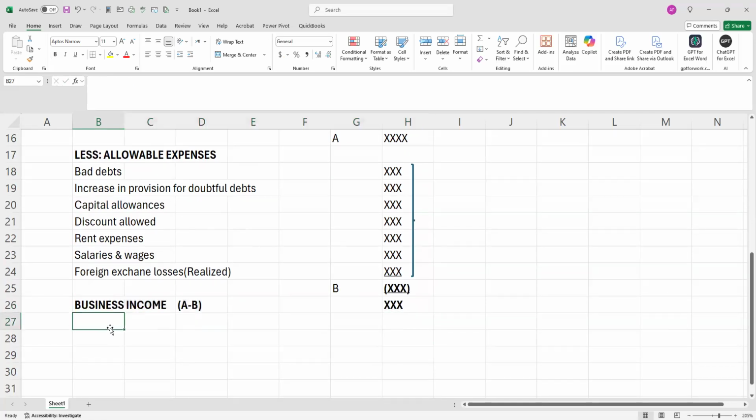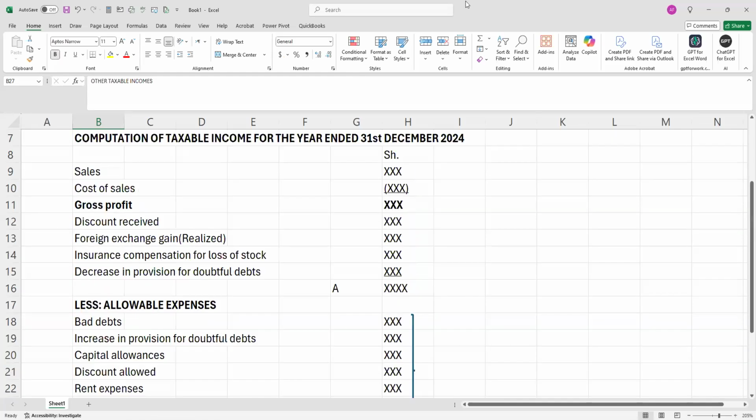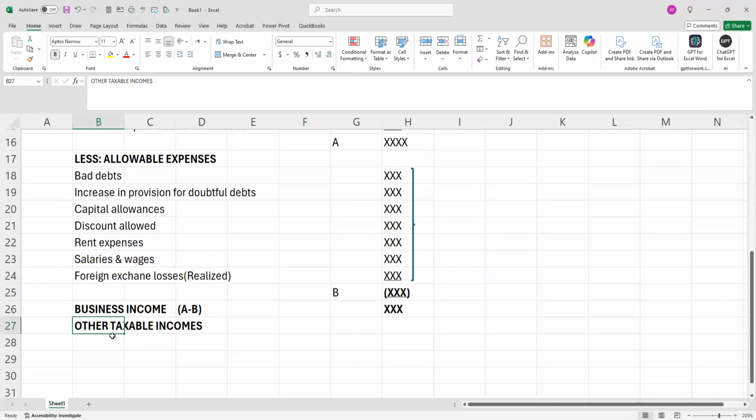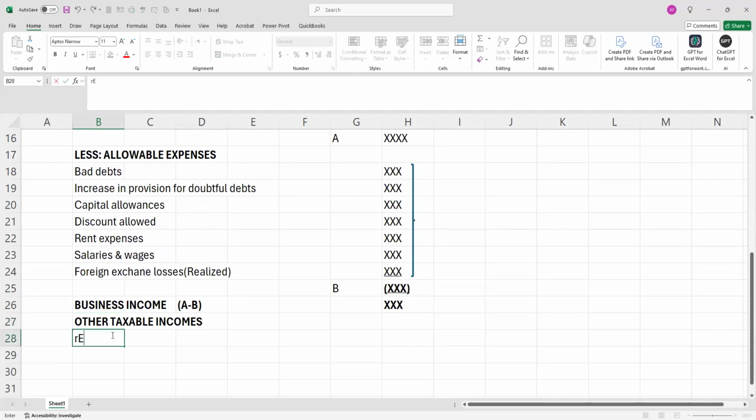Consider our other taxable incomes. This is where we are going to consider, other than your normal business income, other than what you generate in your normal activities, what are these other incomes that you generate? Maybe you have some rental income somewhere. You consider your rental income.